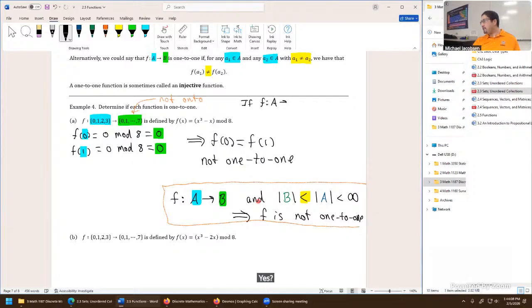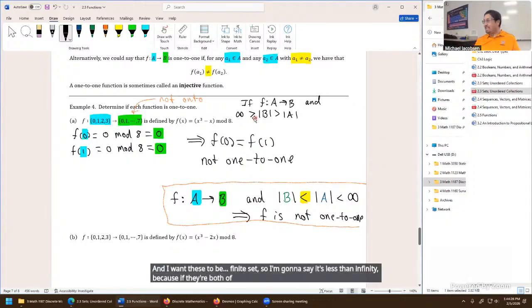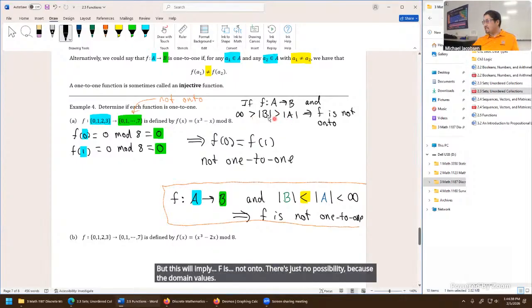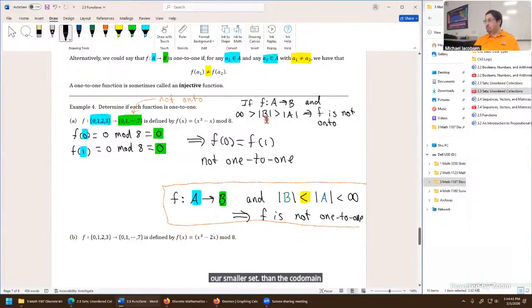If f maps from A to B, and the size of the set B is larger than the size of the set A, and I want these to be finite sets, so I'm going to say it's less than infinity because if they're both of infinite size, just about anything can happen. But this will imply f is not onto. There's just no possibility because the domain values are a smaller set than the codomain. We can't map to everything in there. There's too much stuff. And that's what was going on in this example over here. Let's put these in the little boxes as the side thoughts. Other questions at the moment?